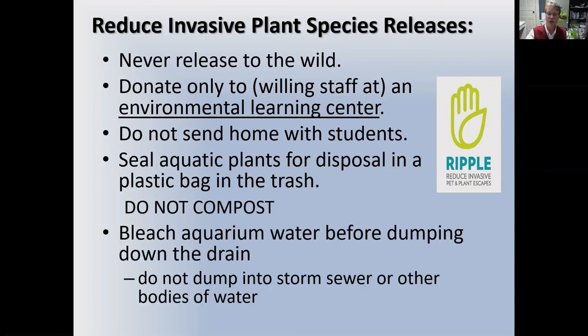And if you have them in an aquarium, go ahead and bleach that aquarium water before dumping down the drain. We don't want to dump that through a storm sewer or other bodies of water. It may look like water, but it probably has something else in it besides just pure H2O.